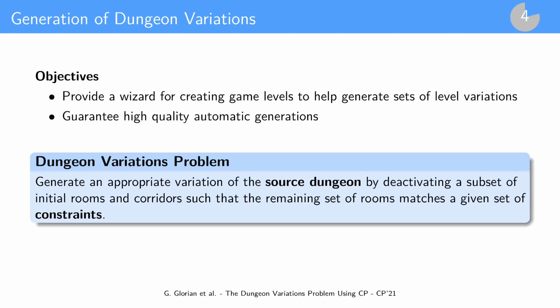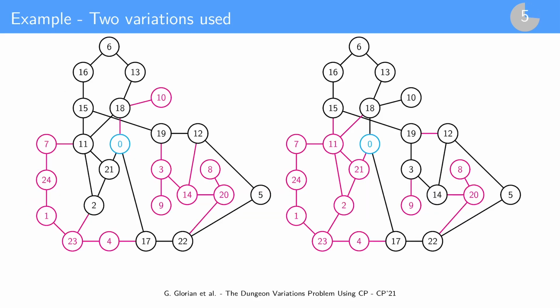The terms room and corridors are for simplicity's sake. Indeed, you can generate a room as a set of rooms, another dungeon, a city, and so on. The same applies for corridors. It can be doors, vents, roads, etc. Here's an example of two variations used in production.